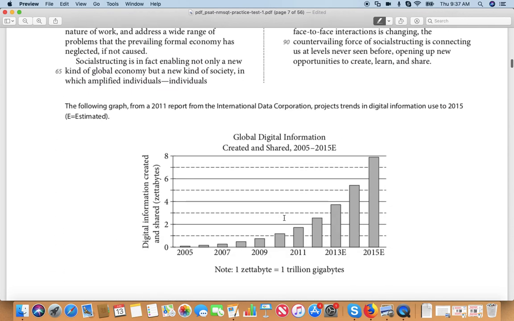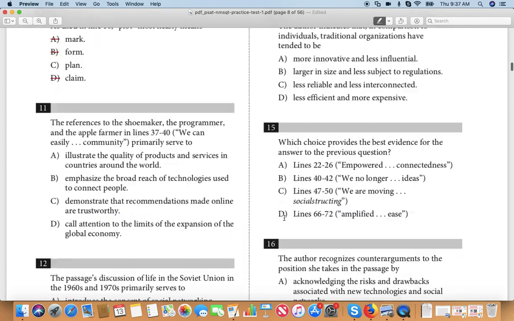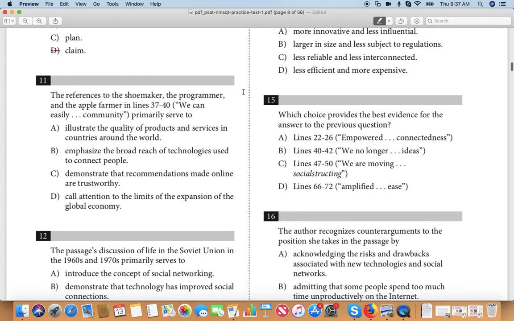Good. I feel much more comfortable looking at answer choices A and B now that we've read some context. So the references to the shoemaker, the programmer, and the apple farmer in those lines primarily serve to. Okay? Go and read A again. I think we've got some perspective on this now.